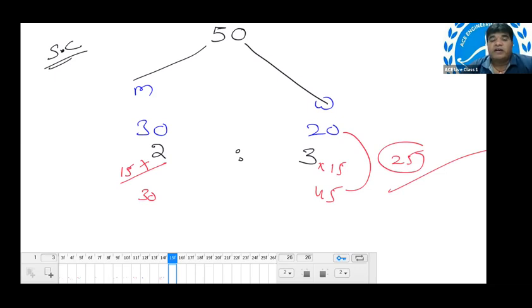Once again, I will explain. First step, you have to write the original quantity. Here I have to write the original quantity. Second step, write the new ratio.